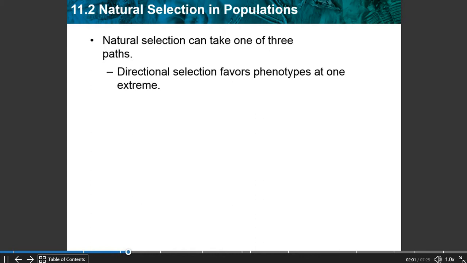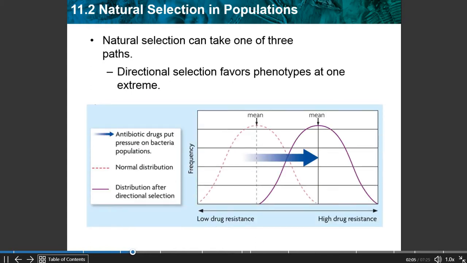Directional selection favors the phenotypes at one extreme or the other. In the picture that you see there, you can see that the graph is shifted to the right. So the high drug resistance bacteria ended up being the best suited for that environment. So it ended up shifting to where that is now the average for that population, and those are the ones that are best suited for that environment.